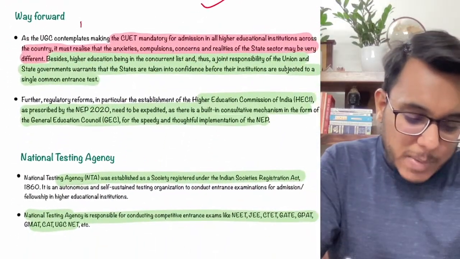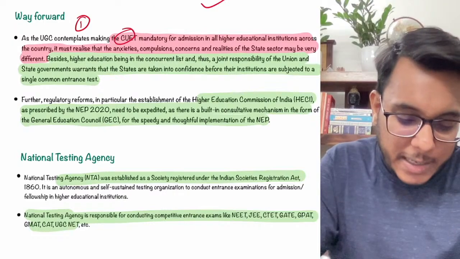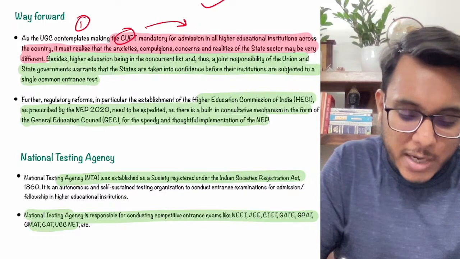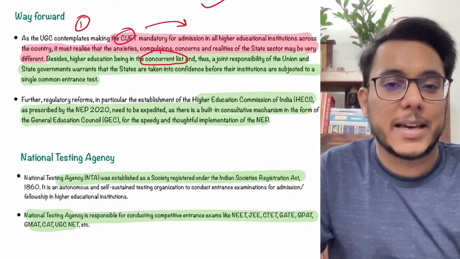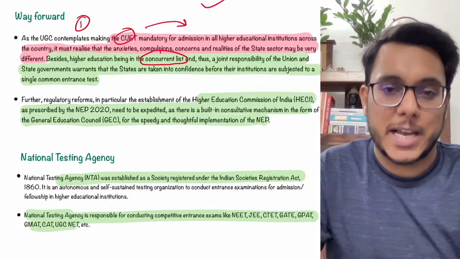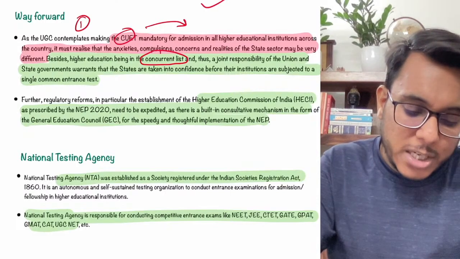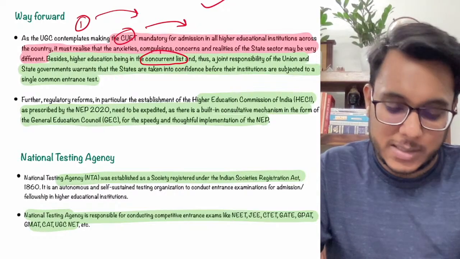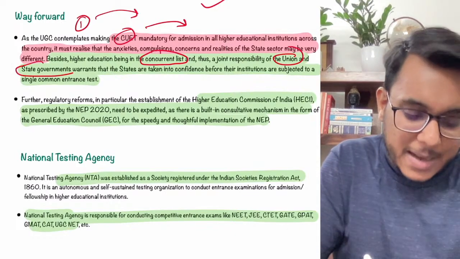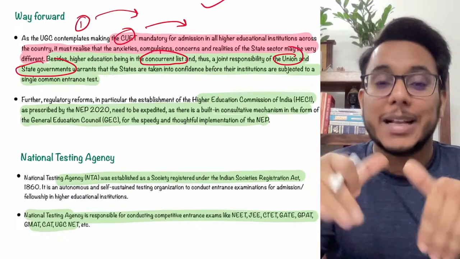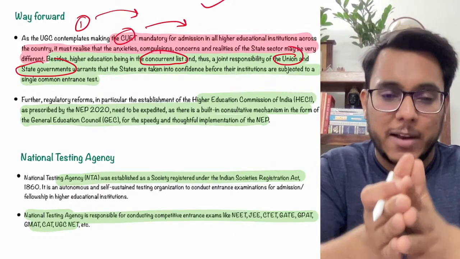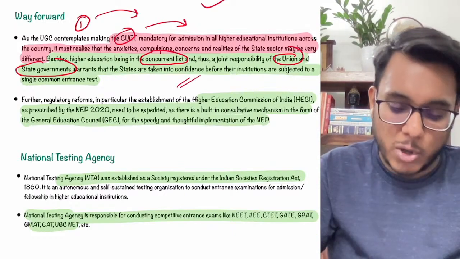So number one, the UGC provides that the CUET is mandatory for admission in higher education. But higher education is in the concurrent list, and being in the concurrent list, both the state as well as the center have the power to decide on higher education. Now it has been said that the UGC should not impose the CUET onto the universities. Rather, it is the responsibility of the union and state governments to discuss this issue thoroughly with the universities themselves, in a deliberative and consultative manner.